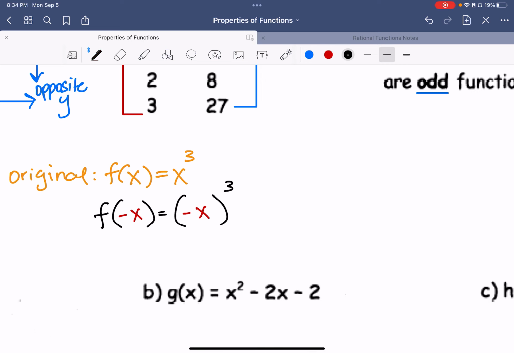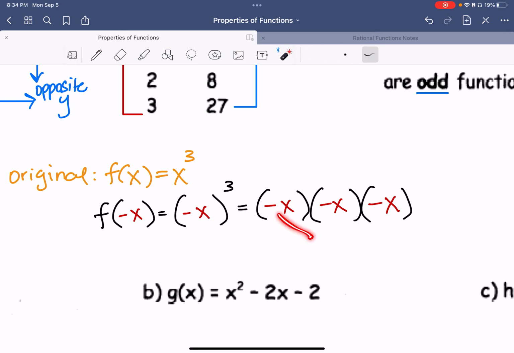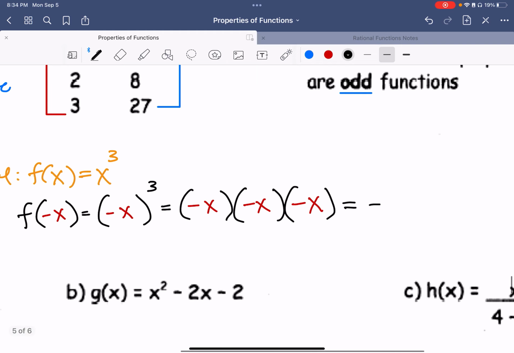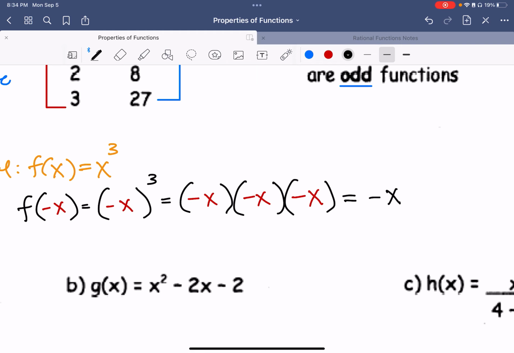Negative x cubed means that I'm multiplying negative x by itself 3 times: negative x times negative x times negative x. A negative times a negative makes a positive. Bring down the negative. A positive times a negative makes a negative. So this will end up being negative. And then x times x times x is x cubed. So we have negative x cubed as our simplified answer.